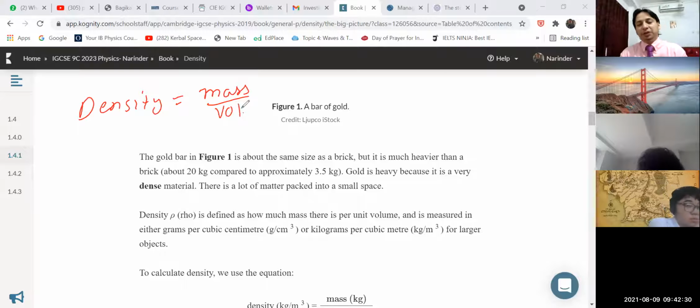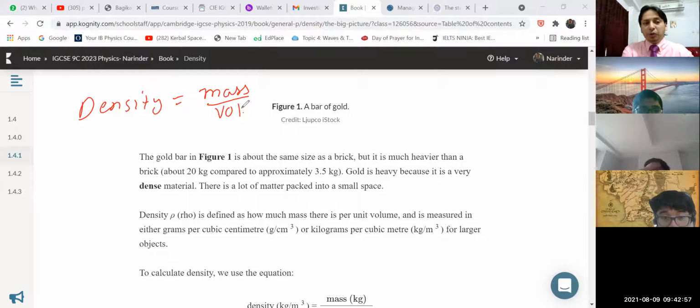Different objects have different kinds of density. Different kinds of objects means, children, wood has a different density, air has a different density, metals have their own different densities, even gold has a different density, and aluminum has a different density. Similarly, all other objects, plastic has its own density.